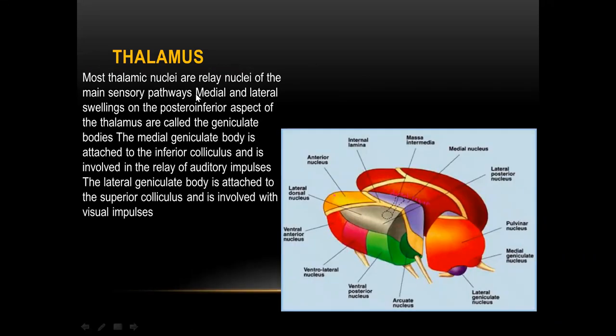The thalamus has many nuclei and many pathways, especially sensory pathways. There is a medial and lateral swelling in the posterior part of the thalamus. The medial one is called the medial geniculate body, which is connected to the inferior colliculus of the midbrain and participates in the auditory pathway, while the lateral geniculate body is connected to the superior colliculus of the midbrain and participates in the visual pathway.